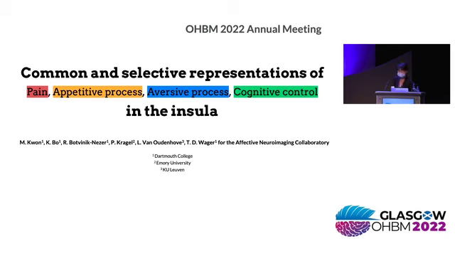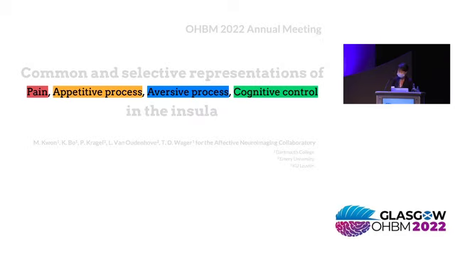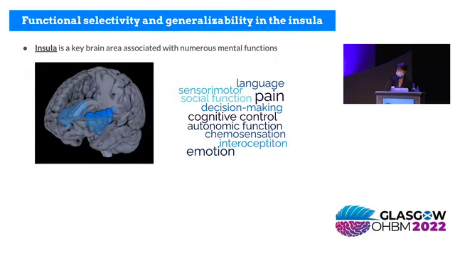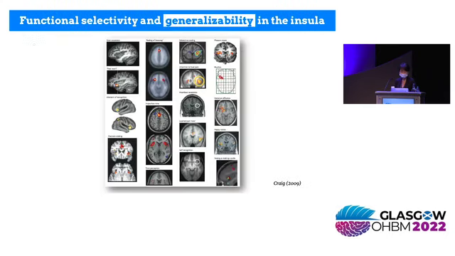Today, the study that I'm going to present touches on one of the long-lasting questions about how the insula represents a wide range of mental processes across pain, emotion, including appetitive and aversive processes, and cognitive control. The insula has been associated with multiple domains of mental function, including pain, emotion, and cognitive control, and, importantly, the integration of these processes.